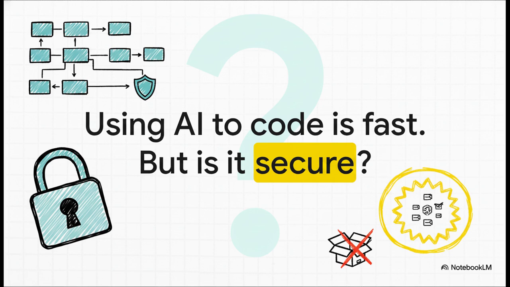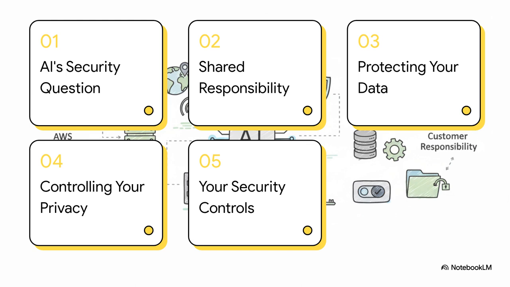Is it private? Well, to get you some answers, we're going to walk through the whole security model for Amazon Q Developer. We'll kick things off with the core AWS security principle, then we'll look at exactly how your data is protected, what kind of privacy controls you actually have, and then how you can manage the whole thing. All right, let's dive in.